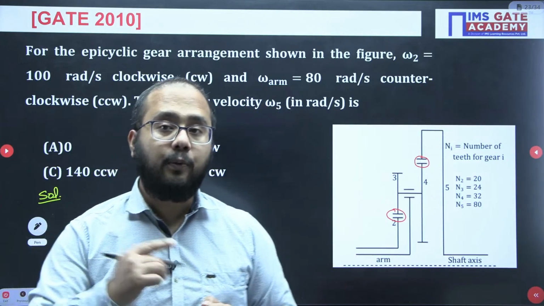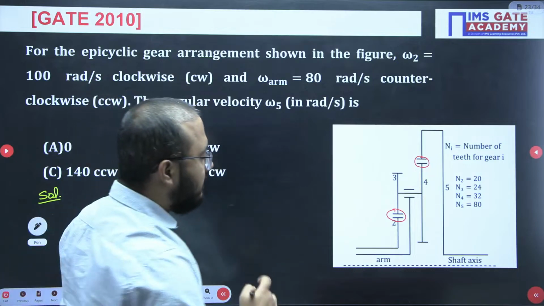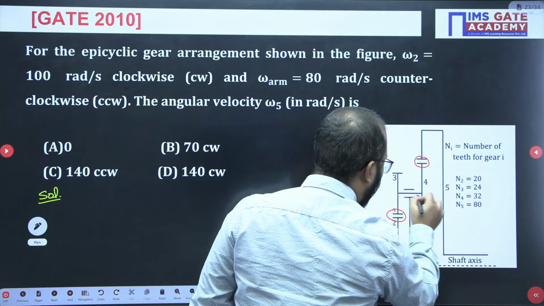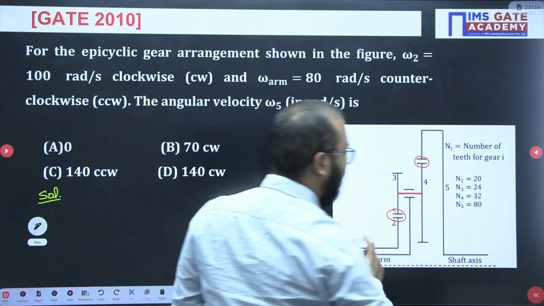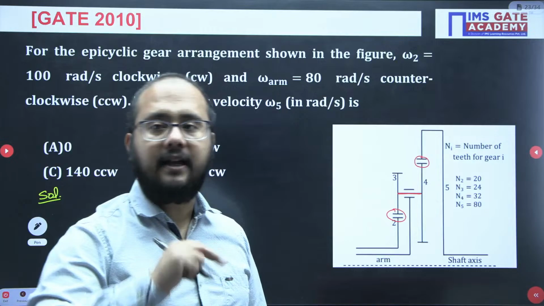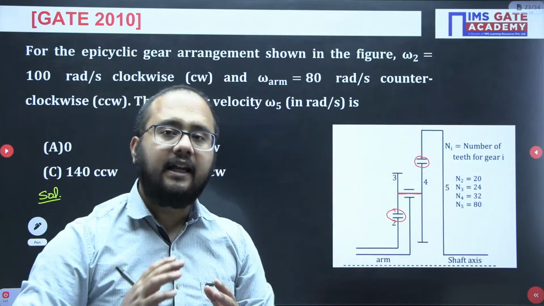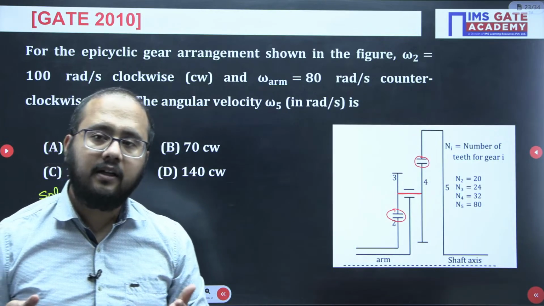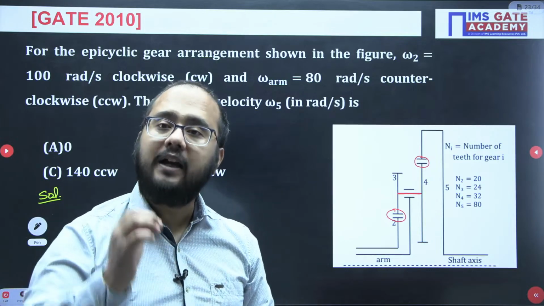But there is one more point. If you closely observe this gear train, gears 3 and 4 are on the same shaft. They are connected. How are they connected? Both are on the same shaft. Gear 3 and gear 4 are on the same shaft. So when they are on the same shaft, the speed of rotation will be the same.